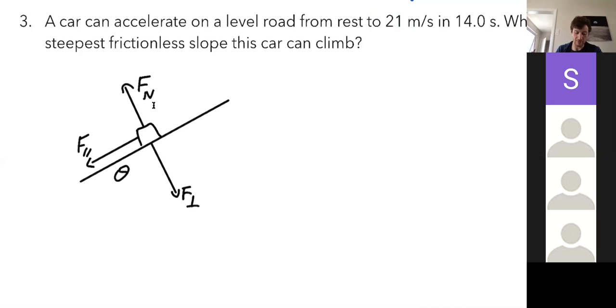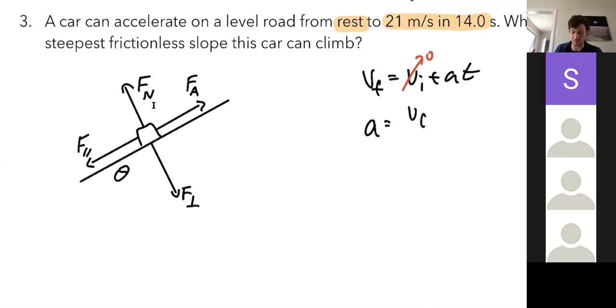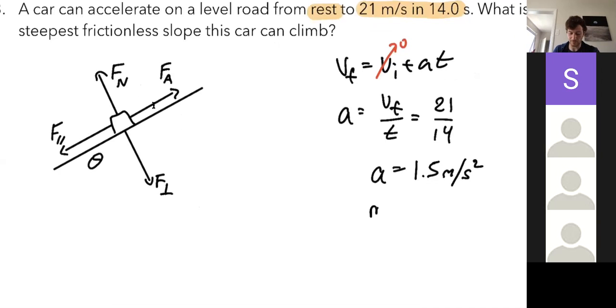But this car is trying to apply a force to push itself up the ramp, but we don't know what that applied force is. We know F parallel and F perpendicular because those are just our components, mg sine and cos theta, but we don't know the applied force. What we do know is that it can go from rest to 21 meters per second in 14 seconds, which means our final velocity equals VI plus AT, exactly the same formula. We're always bringing kinematics into this, so our acceleration is just V final divided by T, which is 21 divided by 14, which gives an acceleration of 1.5 meters per second squared. This acceleration is the max acceleration this car can handle.